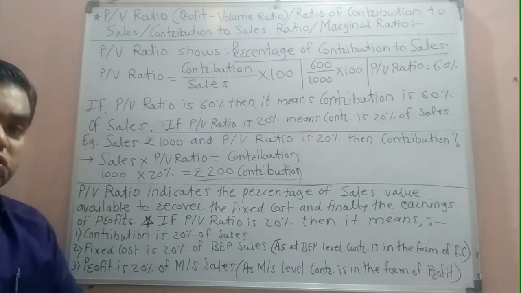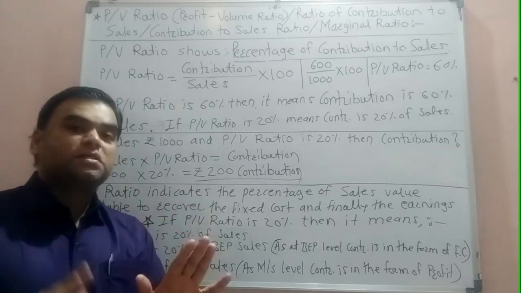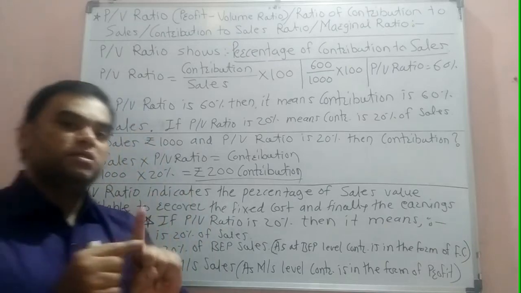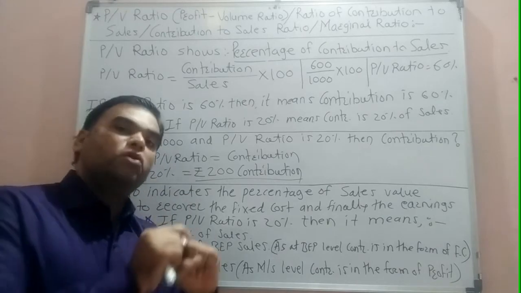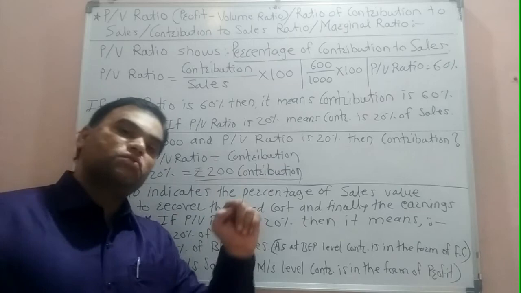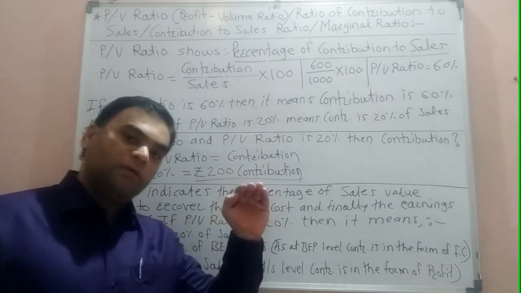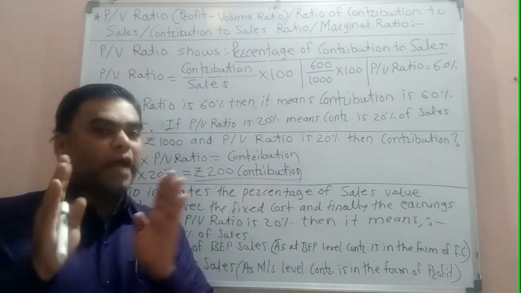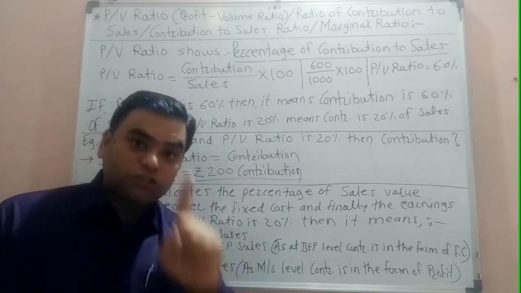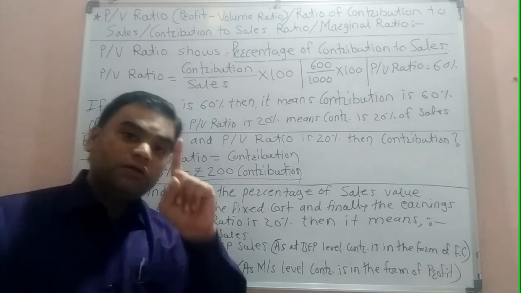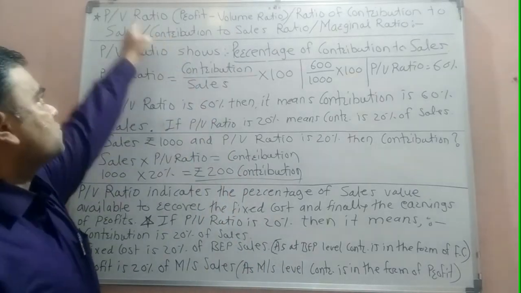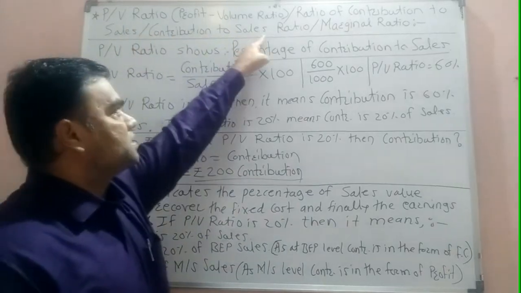So up to this stage, what have we discussed? We have discussed the meaning of PV ratio. PV stands for profit volume ratio. Volume means sales volume, so it means profit to sales volume ratio. But actually it is not a profit to sales ratio. It is a ratio of contribution to sales. PV ratio is actually the contribution to sales ratio.